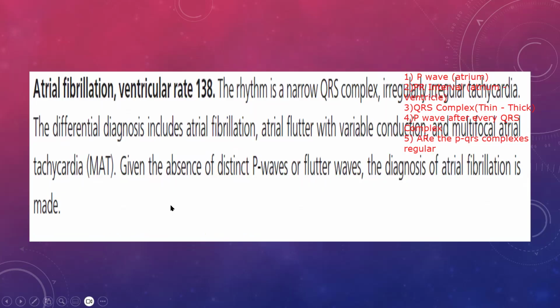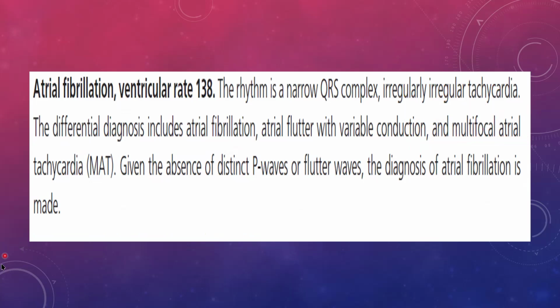So this is what we are seeing over here, with the ventricular rate that they've put at about 128. Sorry about that. Okay, so as I said, the patient has a narrow QRS complex and what is an irregular tachycardia.